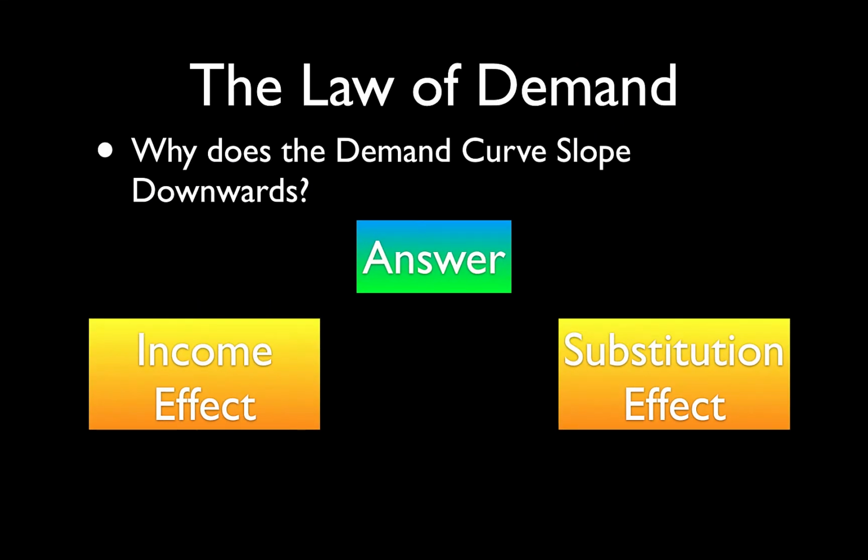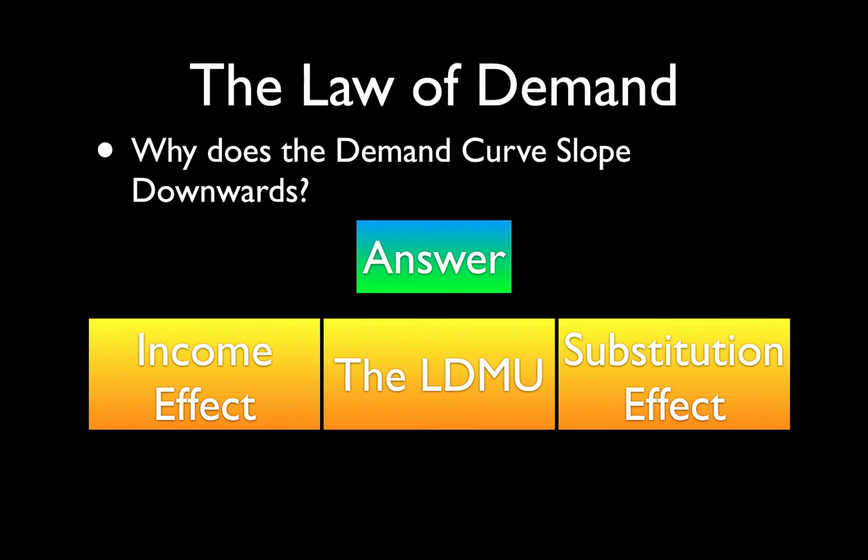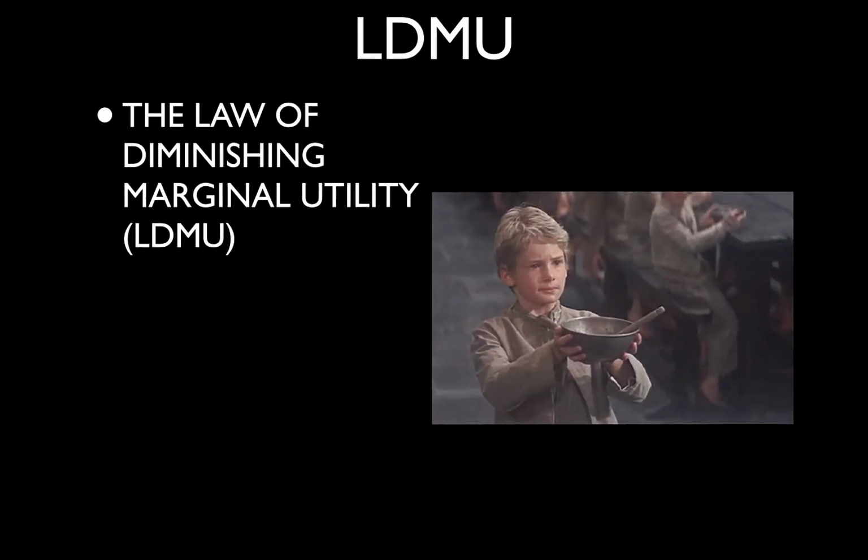Okay, so we've already talked about the income effect and the substitution effect, and now what we're talking about is the law of diminishing marginal utility. Now, forgive me, I am old, so some of you will probably not get this reference. It's from Oliver Twist, Charles Dickens' famous story, where in an orphanage he goes up and says, "Please, sir, can I have some more?"